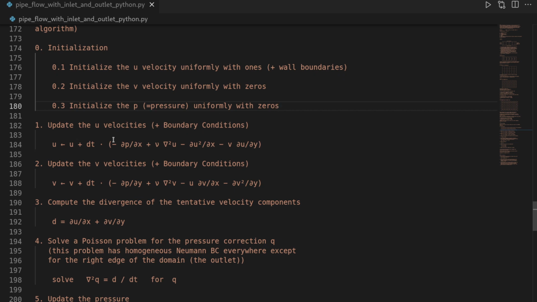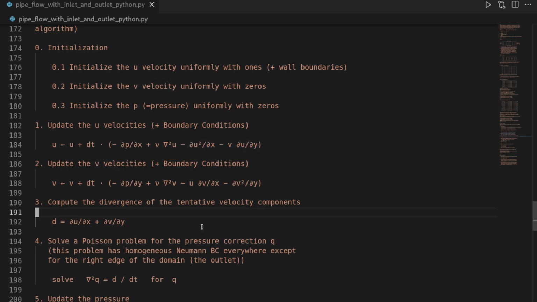For this, we say that the next u velocity, I would call this a tentative step, is the previous u velocity plus the time step length multiplied with the following components. So first we have our negative pressure gradient, then we have our diffusion, and here we have our nonlinear convection consisting of a derivative with respect to x and with respect to y. Then we do something similar for the v velocity.